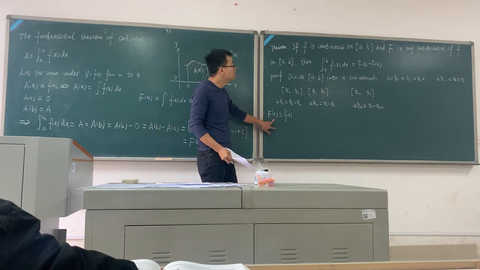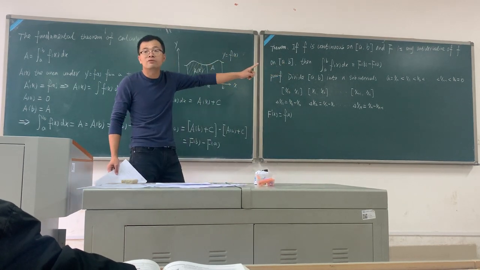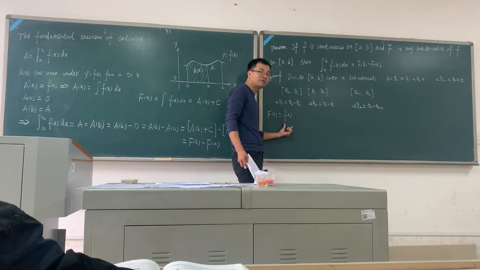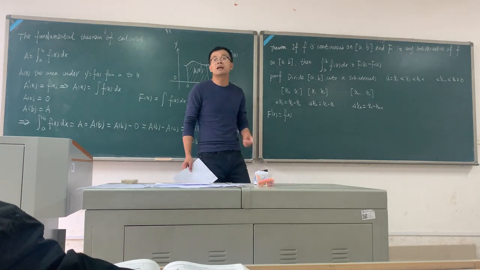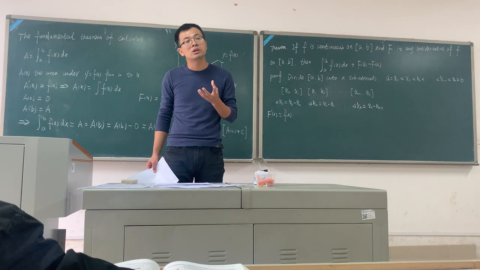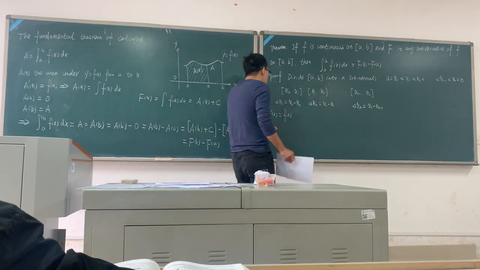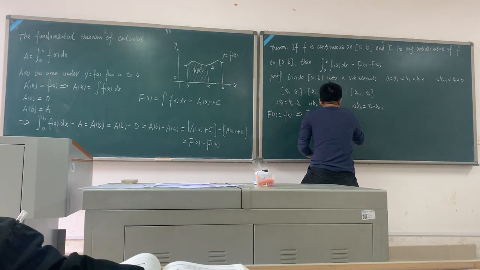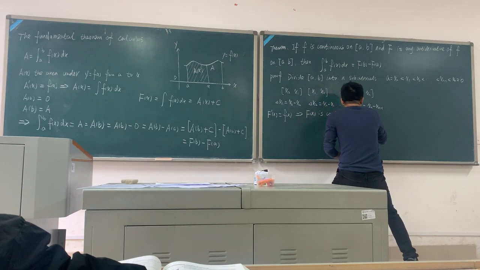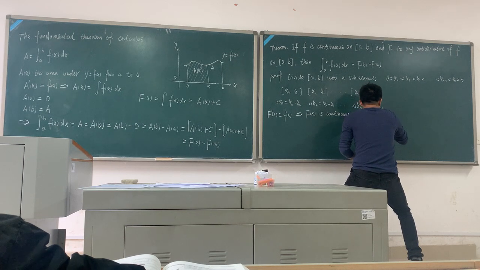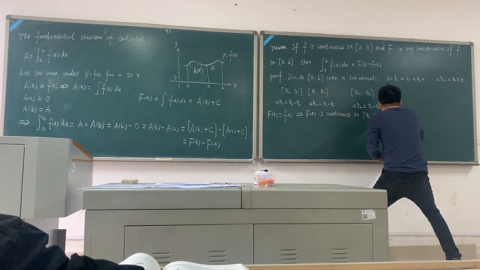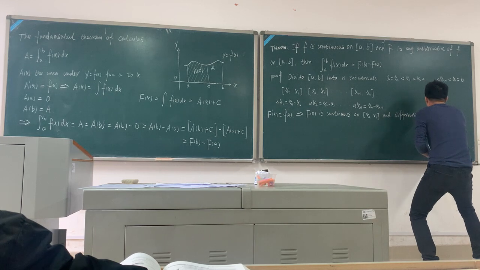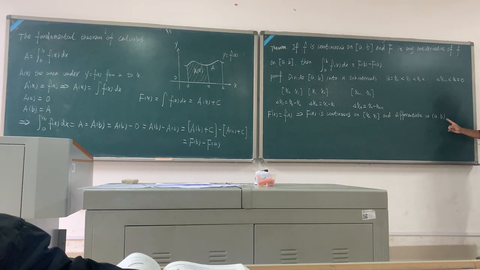Because capital F is the anti-derivative of f, this tells us that the derivative of capital F equals f. So capital F is differentiable, and of course continuous. So we have that capital F is continuous on the first sub-interval [x0, x1] and differentiable on the open interval (a, b).